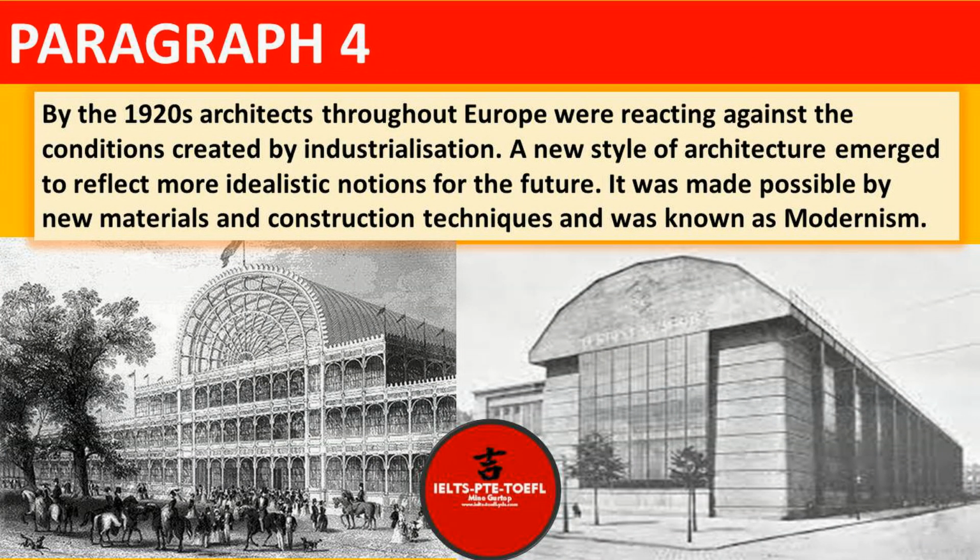By the 1920s, architects throughout Europe were reacting against the conditions created by industrialization. A new style of architecture emerged to reflect more idealistic notions for the future. It was made possible by new materials and construction techniques, and was known as modernism.